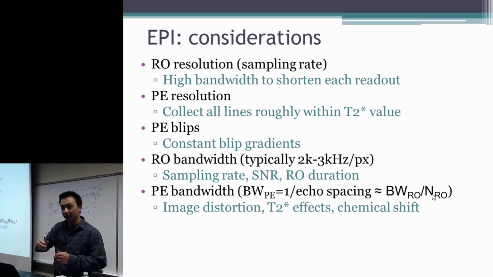That means any field inhomogeneity or any chemical shift, like fat and water, can have a very significant effect along the phase encoding direction.